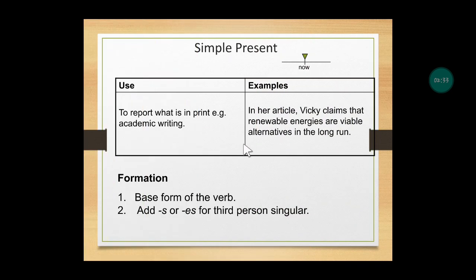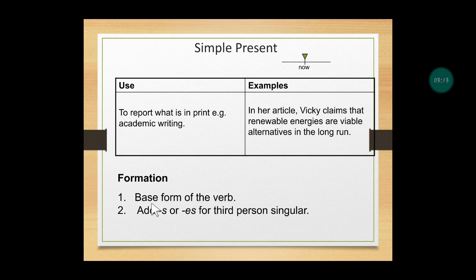To report what is in print. What is in print? Like when you're writing about an article. So the example is, in her article, Vicky claims that renewable energies are viable alternatives in the long run. Here it is in the simple present tense: energies are viable. So in her article, she claims that renewable energies are viable. Since it is an article, academic writing, we report it in the simple present tense.